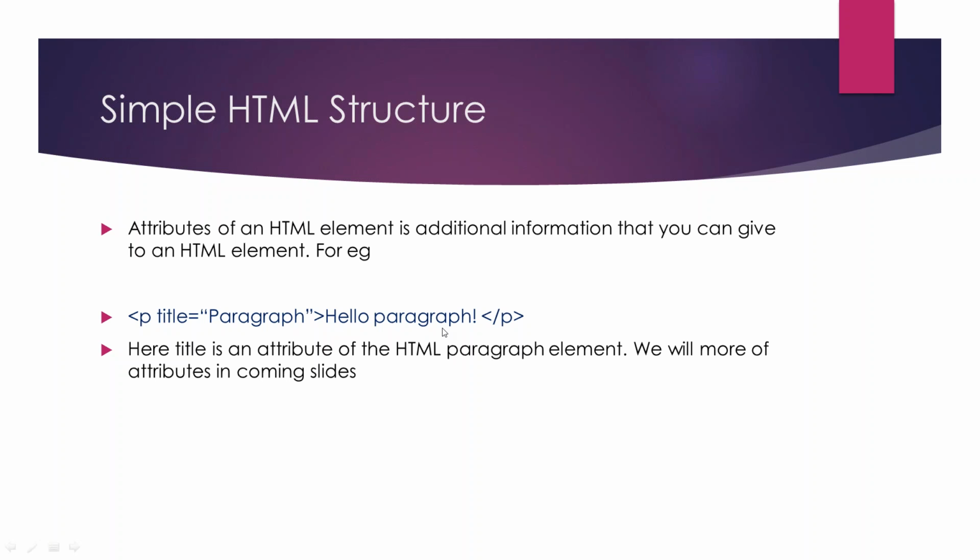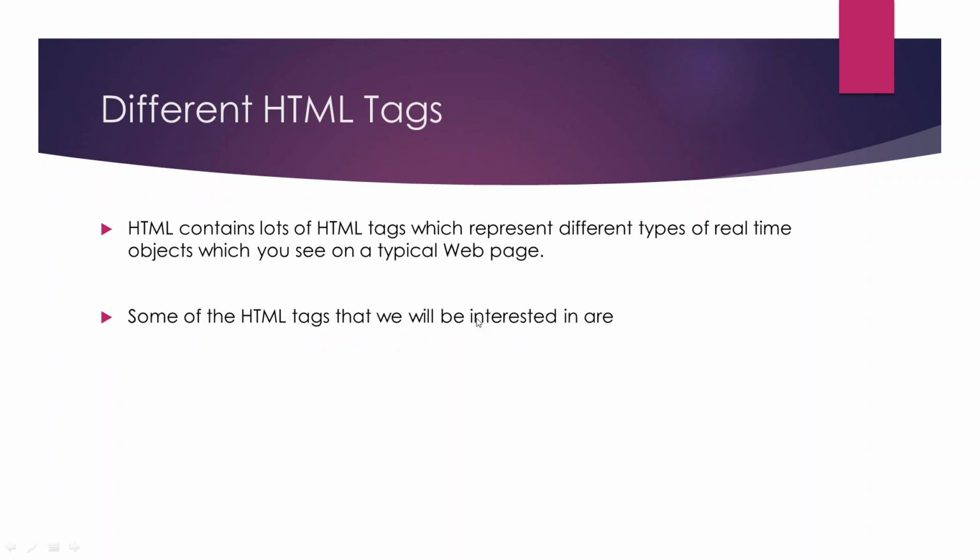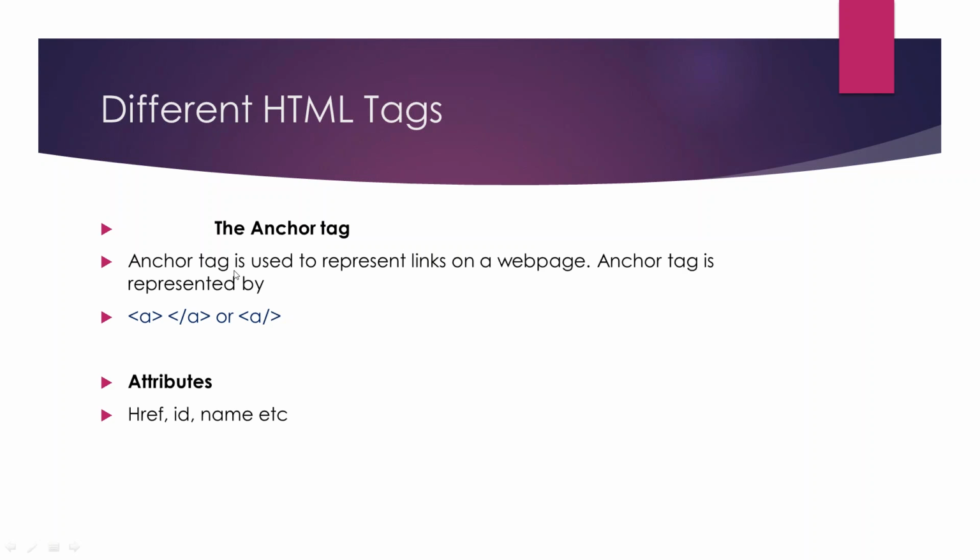To write any paragraph, we use a tag like this for the paragraphs. Now look at this one. HTML contains lots of HTML tags which represent different types of real-time objects which you see on typical web pages. Some of the HTML tags that we are interested in are, see, these, the anchor tag.